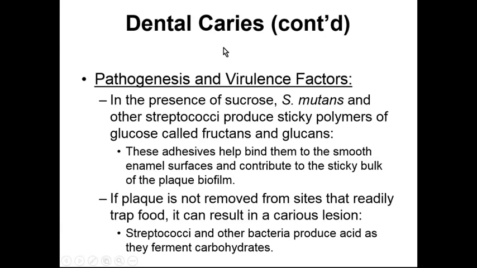The pathogens and virulence factors associated with dental caries typically focus on Streptococcus mutans. In the presence of sucrose, or table sugar, Streptococcus mutans and other streptococcal species make sticky polymers of glucose called a fructan and a glycan. These fructans and glycans act as adhesives that bind these bacteria to the enamel in our mouth and make the sticky bulk of the biofilm.